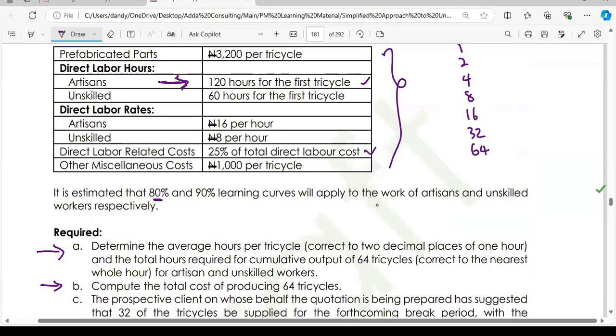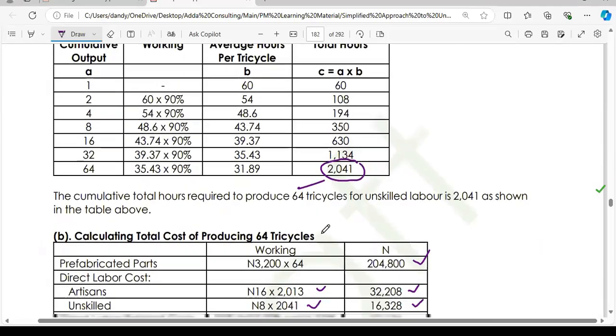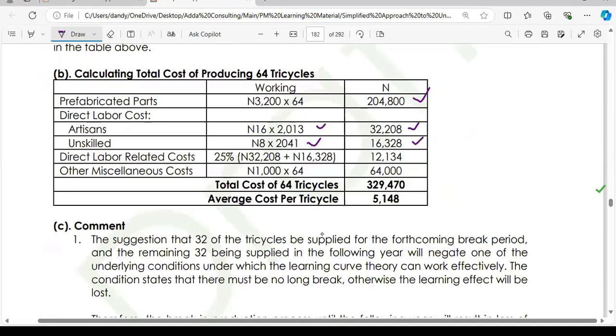Then, from the question, we are also told that direct labor related cost is 25% of total direct labor cost. So all I need to do is to add up direct labor cost for artisan and direct labor cost for unskilled. I will add the two together, then I will multiply by 25% on it. So, that's what gave us 12,134 naira.